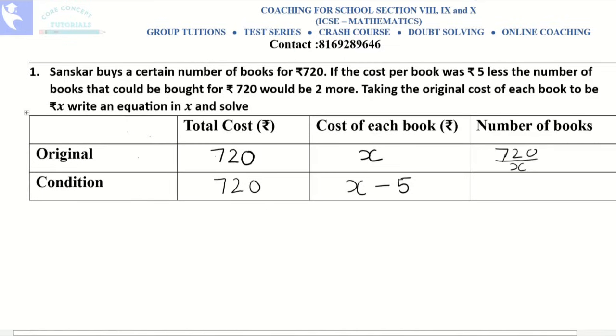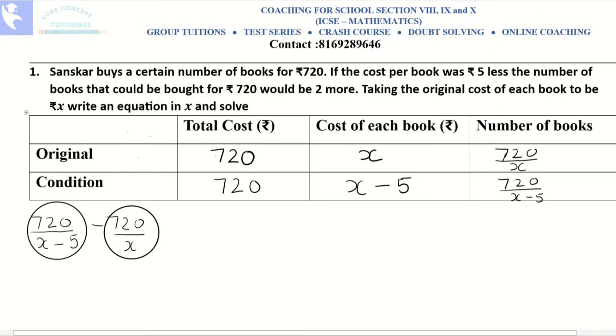So here the number of books with the condition will be 720 upon x minus 5. Meaning here he will get two books more. Fine. So with this condition, I hope the table is very clear. With this condition, we will find the equation. Here, the difference of books with condition and original: where the books are more, 720 upon x minus 5, minus 720 upon x. This is the number of books without condition, and the other is the number of books with condition. And the difference is of 2 books. I hope this is clear, student.